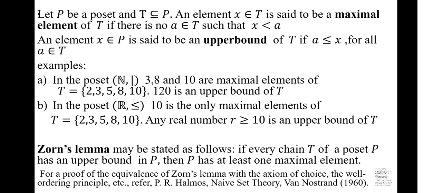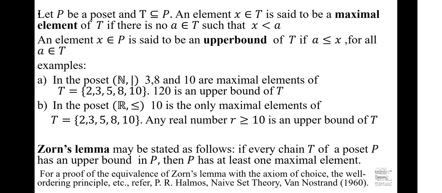Next, we will state the Zorn's lemma. The concepts that we have defined so far will be used in the statement of Zorn's lemma. That's why we have defined all these. Zorn's lemma states that if every chain in a poset P has an upper bound in P, then the poset P must have a maximal element. If every chain T of a poset P has an upper bound in the poset P, then P must have at least one maximal element. This is what the Zorn's lemma states.